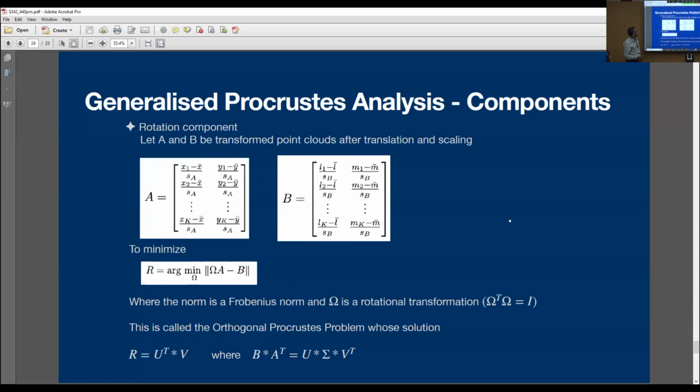And the next one is the rotation. After having done all the transformations, these are your transformed coordinates for, let's say, point cloud A and point cloud B. Then, when you superimpose, what you want to do is minimize the norm, basically the distance. Here is the Frobenius norm. Omega is the rotation transformation, an orthogonal matrix, and you want to minimize this. So what is the omega that gives me the optimal one? The answer is U transpose V, where U comes from the SVD decomposition of the A transpose B matrix.